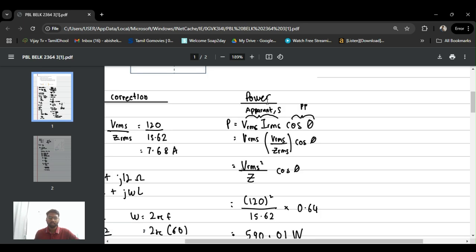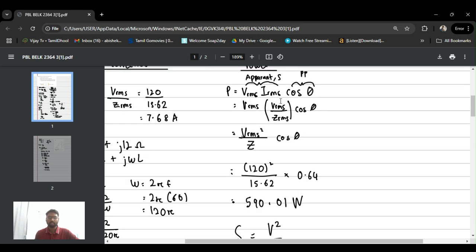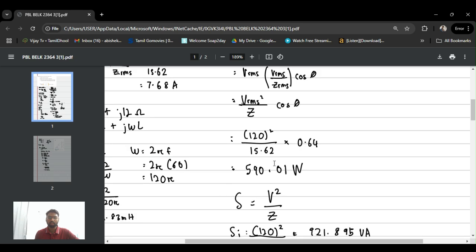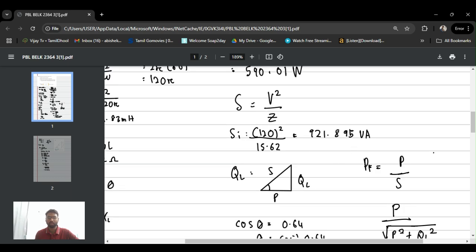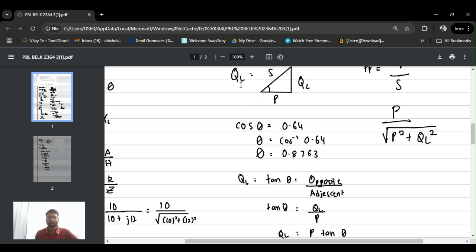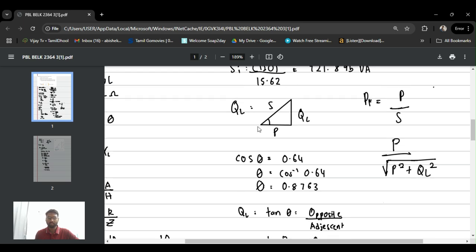Now we are going to calculate the real power, which is P equals Vrms times Irms, which is the apparent power, times cos phi, which is the power factor. Multiplying everything, we get 590.01 watts. We can also take only Vrms and Irms to calculate the apparent power, which is 921.895 VA. Now we are moving to calculate the reactive power. As you can see, this is the power triangle. To find the reactive power, we are going to take the value of the power factor as well.